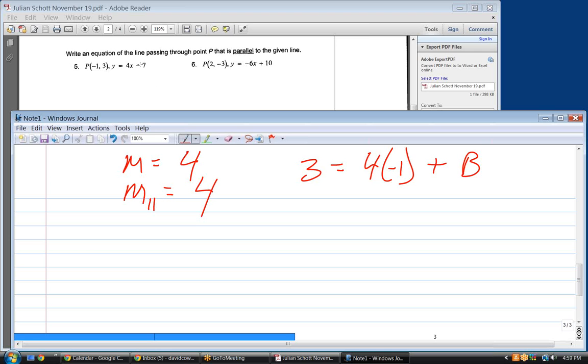In other words, this -7 is irrelevant. All we know is that we have a line that has a slope of 4, and it passes through the point -1, 3. So what's b equal to? 7. So what's my equation? Y equals 4x plus 7.